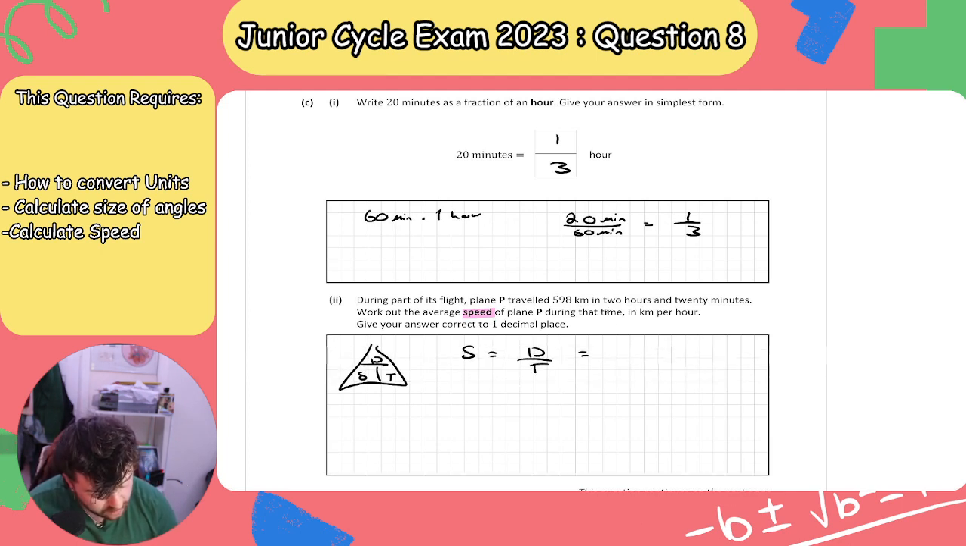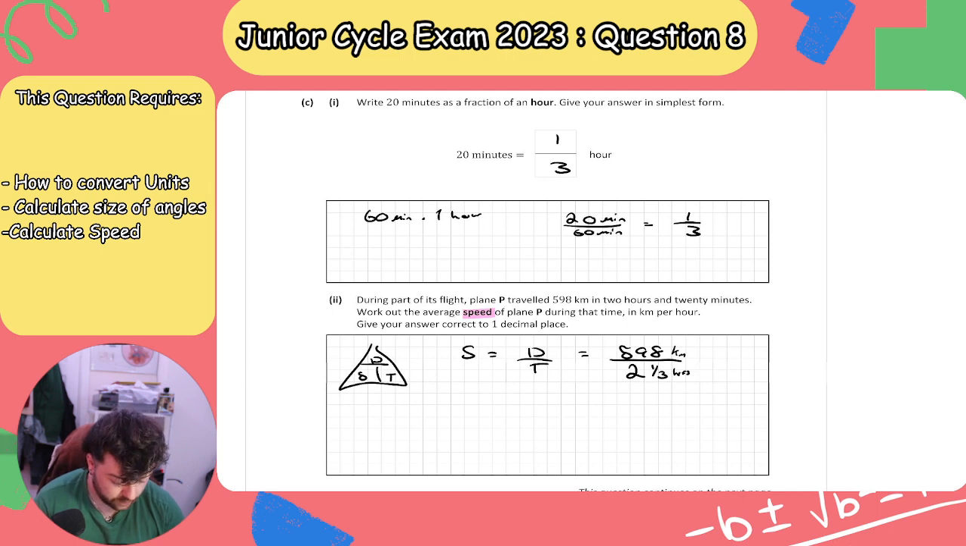But he travels 598 kilometers in 2 hours and 20 minutes. Well, we just learned that 20 minutes is 1/3 of an hour. So we can write that as 2 1/3, or 2.3333, or 7/3 hours. It doesn't really matter. So 598 over 2 1/3.